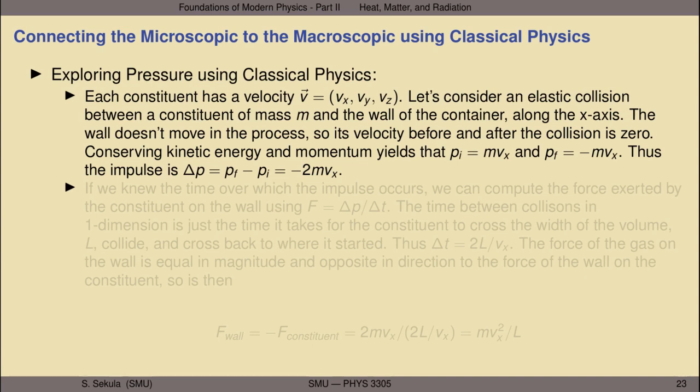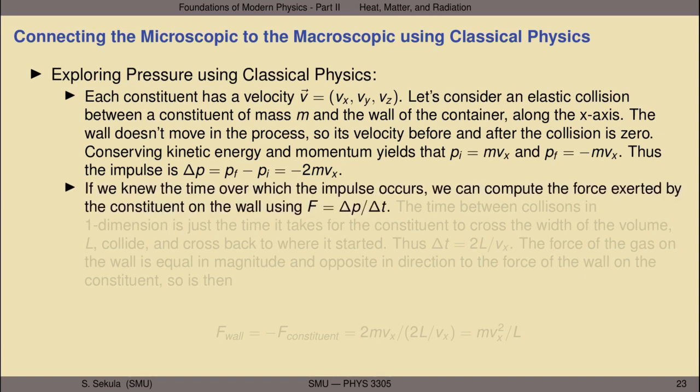Now, a collision results in a change in momentum for the gas molecule, and a change in momentum is what is known as an impulse in introductory physics. The impulse is just the difference between the final momentum and the initial momentum. And in this case, if you crunch the numbers, you find out that if we knew the mass of a gas molecule or atom, and we knew its velocity just before the collision along the x-axis, the impulse that results from this change in momentum is negative 2mvx.